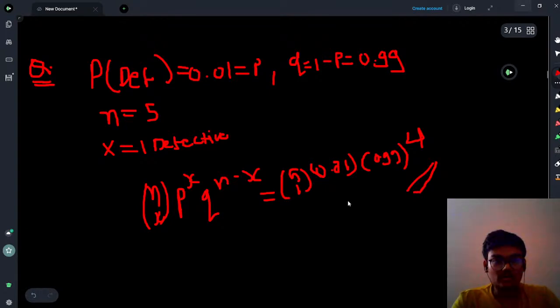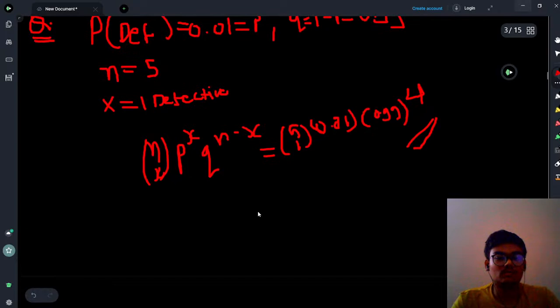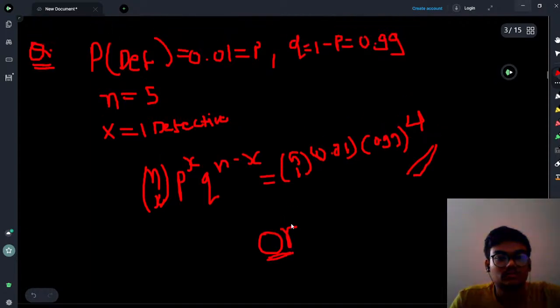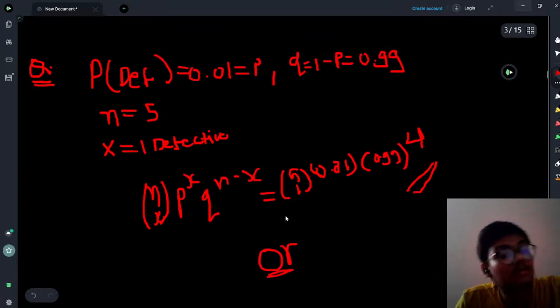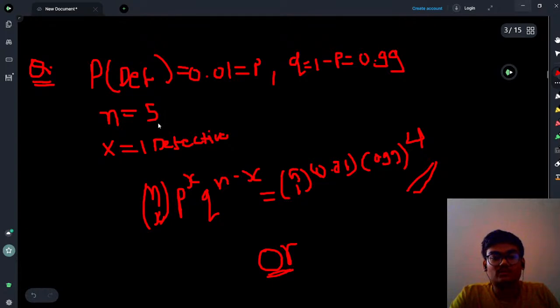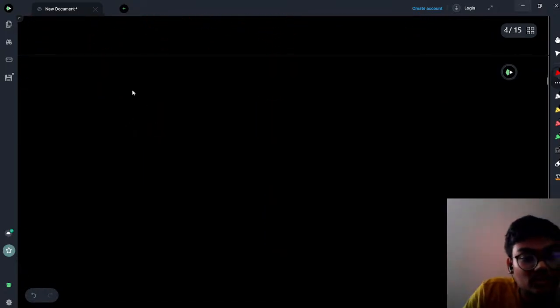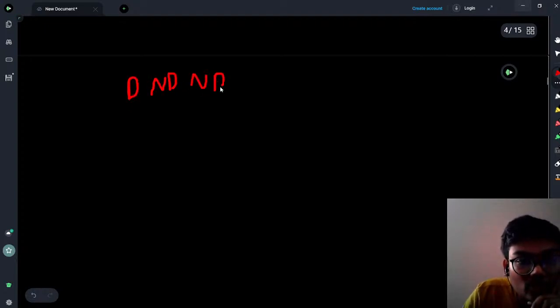Got it? Okay, now many of you might be thinking that we don't want to use the formula, or how can we believe that this is the true answer? Okay, don't believe. Let me give you another method for this question. What we have to find is exactly 1 defective piece. We have a total of 5 pieces in which only 1 should be defective, so 1 defective and the remaining 4 are non-defective.